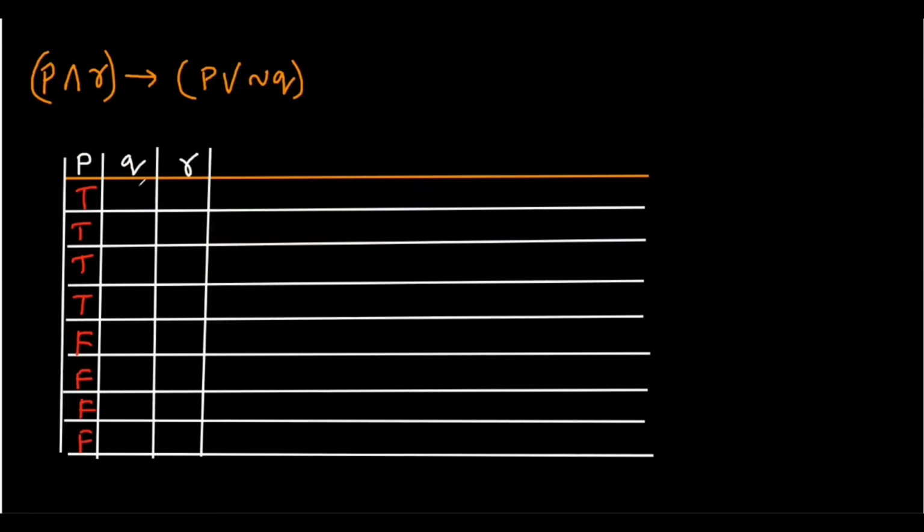Then for the second column, which is Q, you will write T, T, F, F. Then T, T, F, F. That is 2 T and then 2 false. Then the third column, which is R, you will write true, false, true, false, true, false, and true, false. Okay.